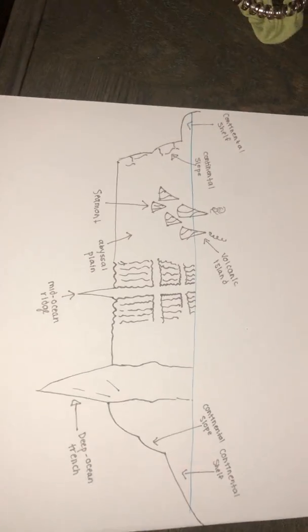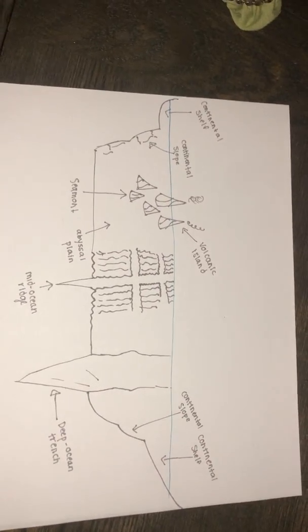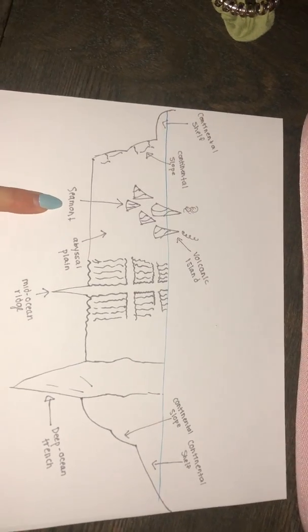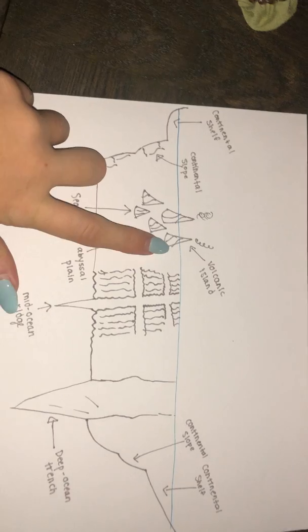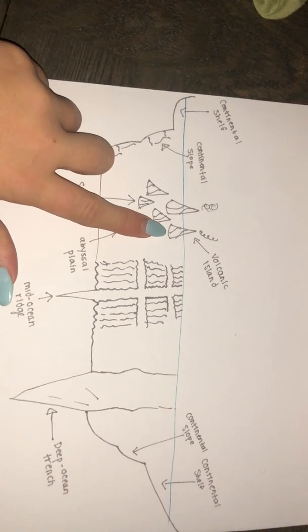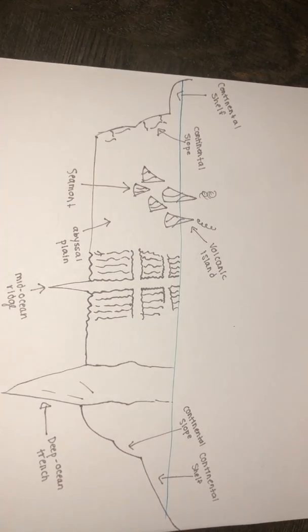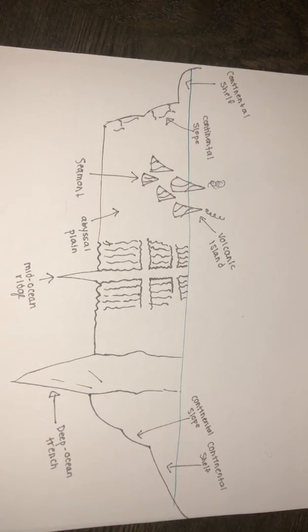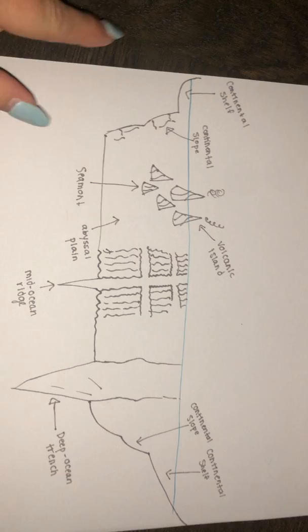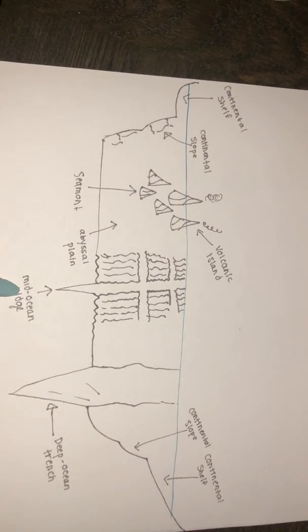This is my model of the ocean floor, and we are going to start with the seamounts. The seamounts are undersea mountains formed by volcanic activity, and these ones right here will be the volcanic islands. Volcanic islands are little islands on the ocean above sea level that are formed by underwater volcanoes and made up of lava.